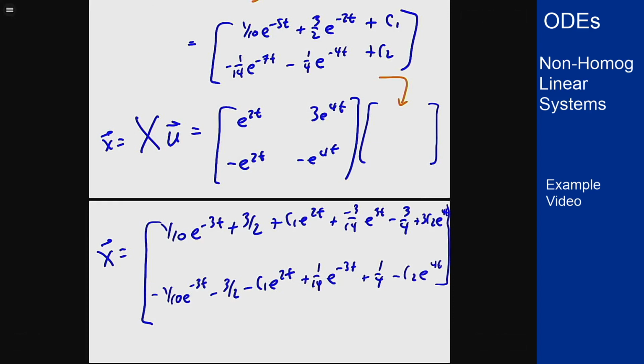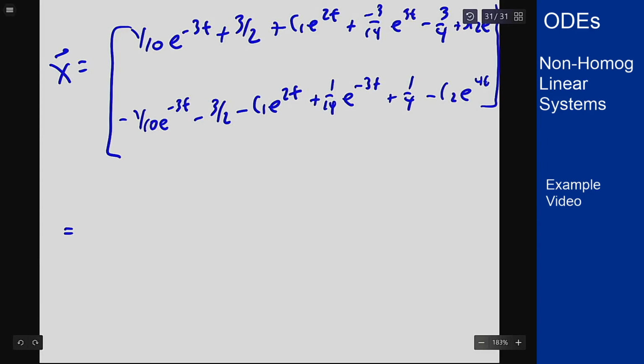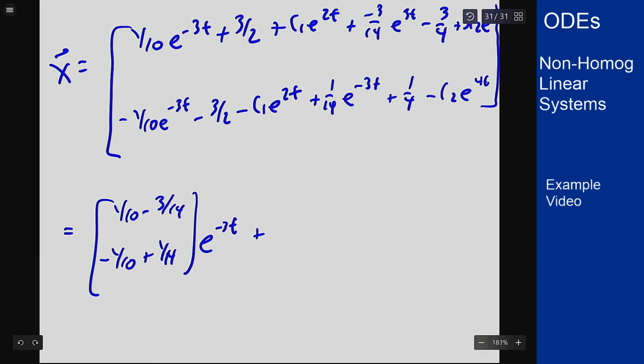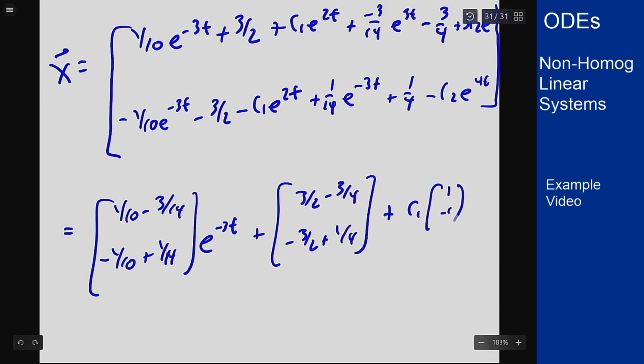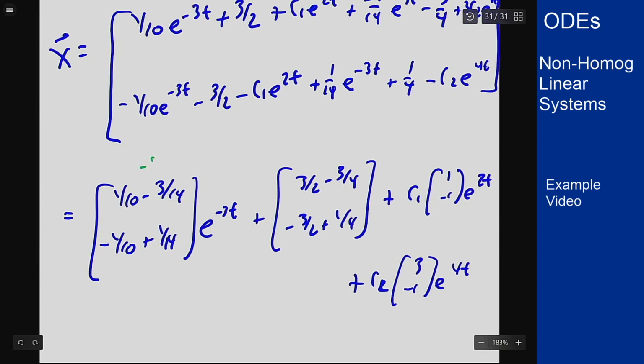If I recombine terms again, I will see something exactly like I had before. I will get the 1/10 minus 3 over 14, negative 1/10 plus 1 over 14, e to the minus 3t. I will get the 3/2 minus 3/4, negative 3/2 plus 1/4. I will get the c1, 1 minus 1 e to the 2t, the c2, 3 minus 1 e to the 4t, and you'll see you get the exact same coefficients here from before, this being the negative 4 over 35, the negative 1 over 35, the 3/4, and the negative 5/4.